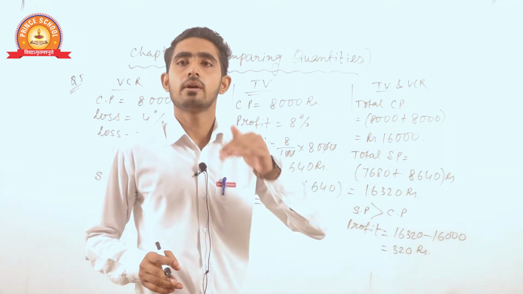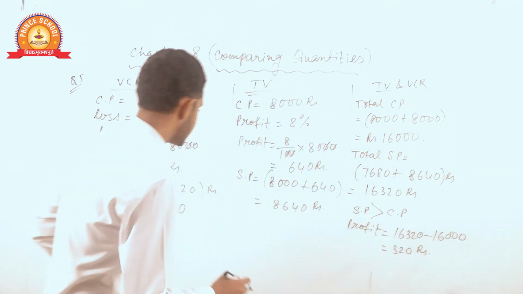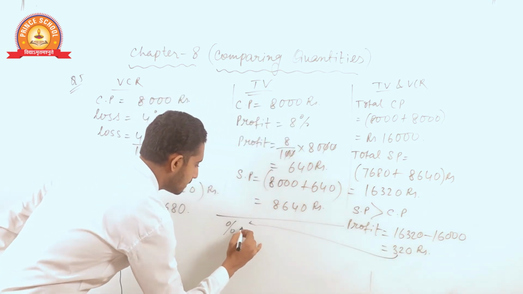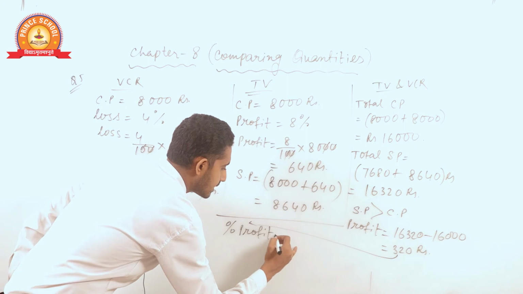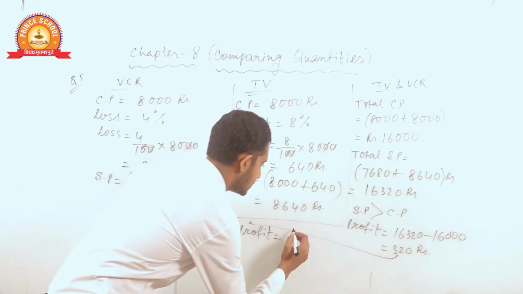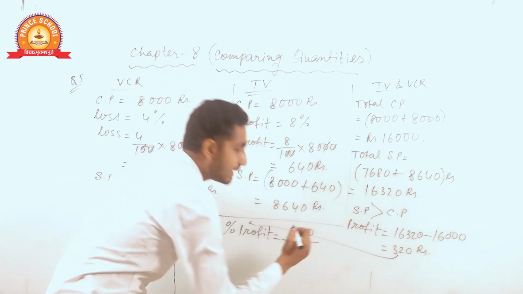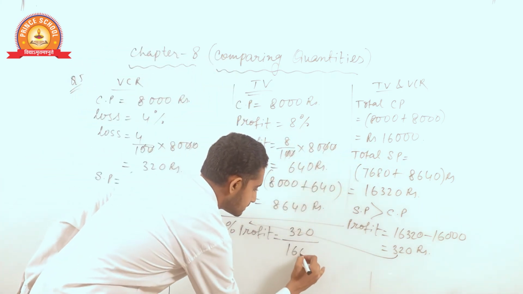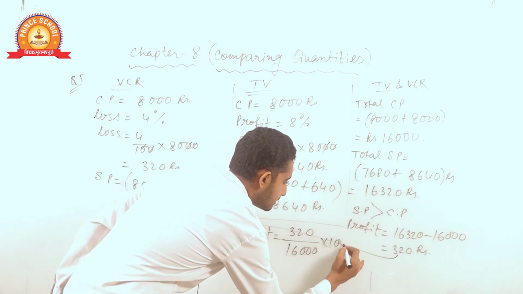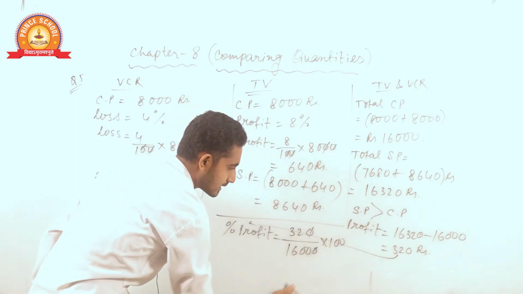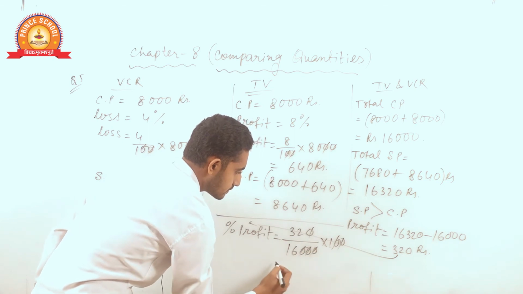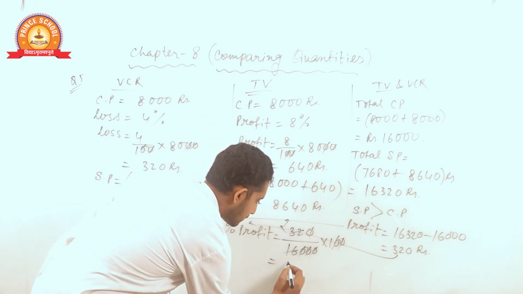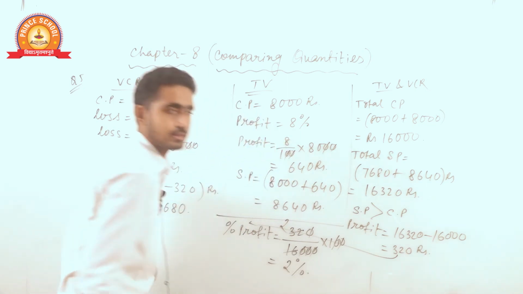Now we have to find out the percentage of profit. So percentage of profit you have to find out here only. Percentage of profit is equal to profit, 320 rupees, so 320 divided by cost price. Cost price is 16,000, multiplied by 100. Okay, the zeros cancel out, double 0 here also. 16 twos are 32. That means percentage of profit is equal to 2%.